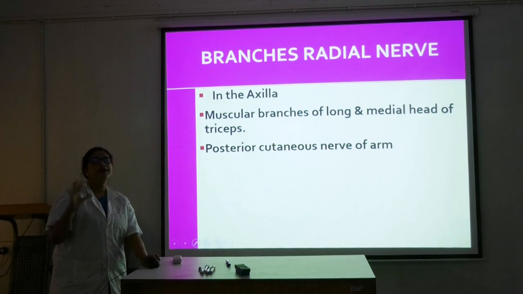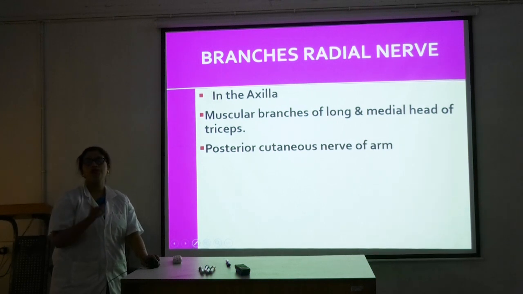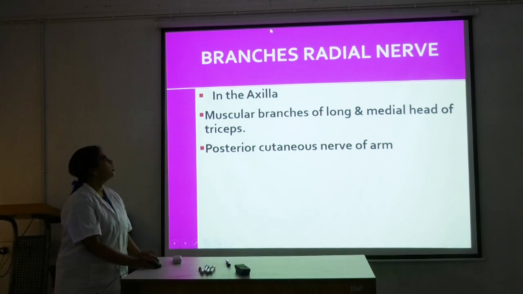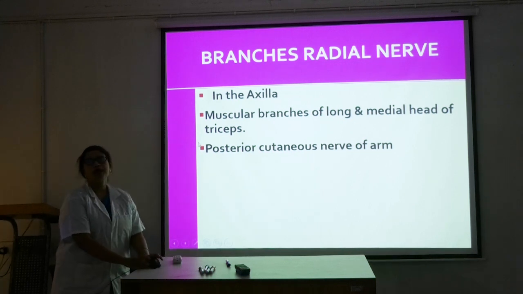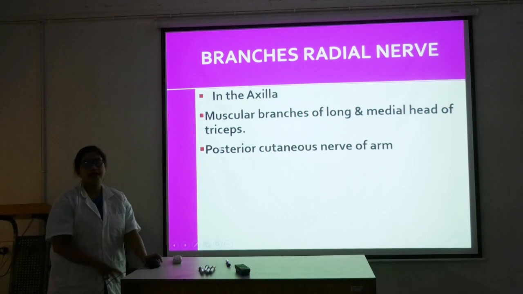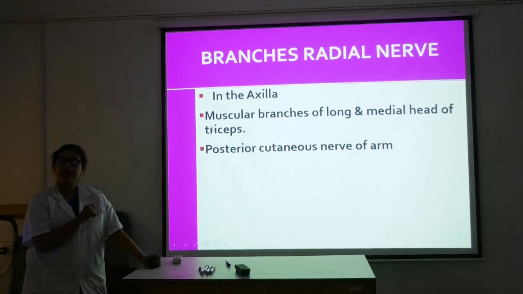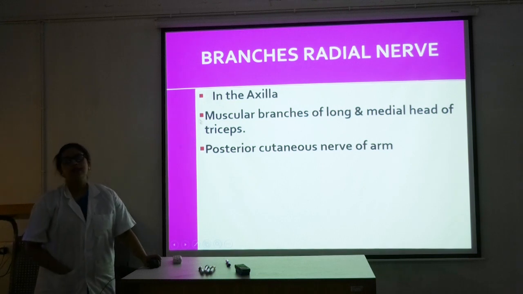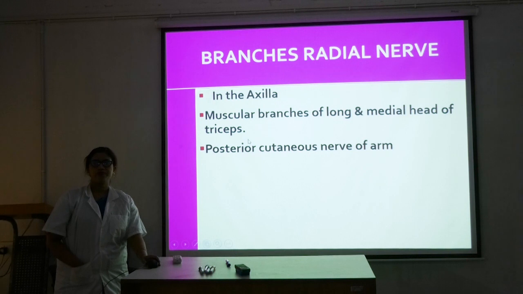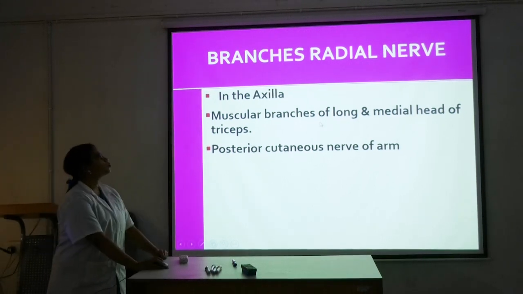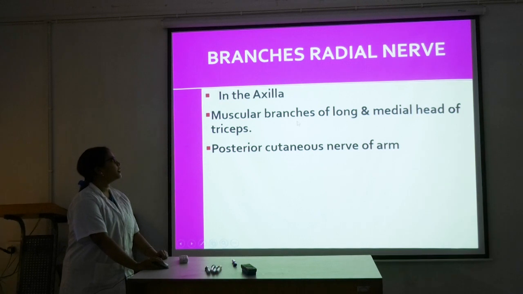There are 3 different types of branches. In the axilla, what are the branches? Write it down. In the axilla, muscular branches to the long and the medial head of triceps. It is not supplying the lateral head. Remember, long and the medial head. Then posterior cutaneous nerve of arm. Write it down. So there are 2 branches. Number 1 is muscular branches to the long and medial head of triceps, and number 2 is the posterior cutaneous nerve of arm.